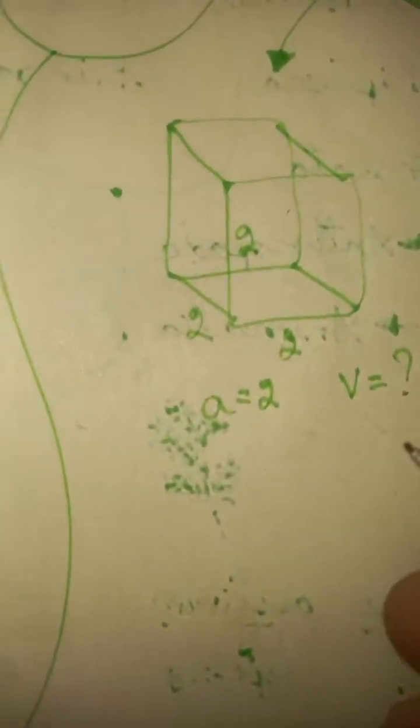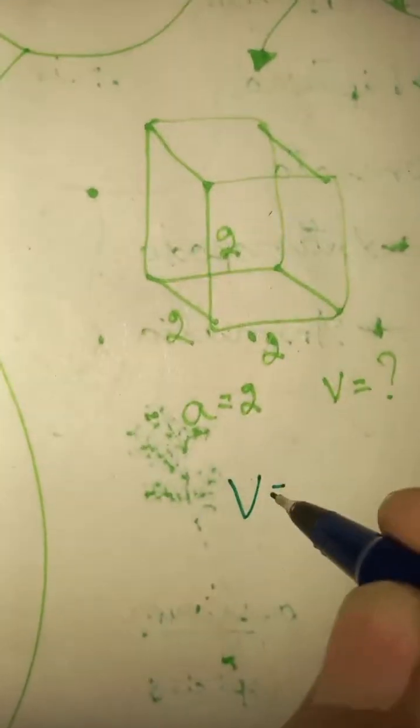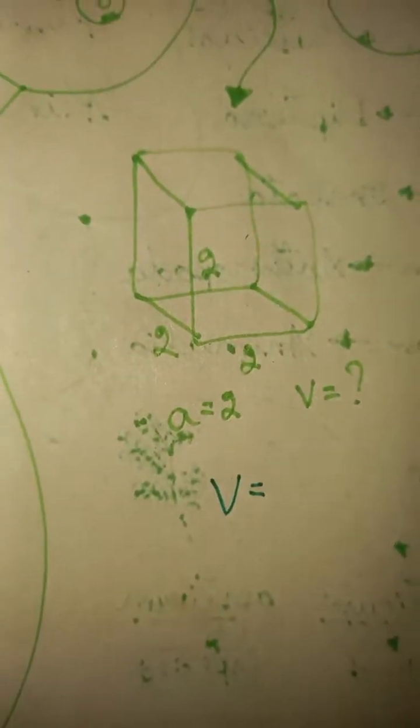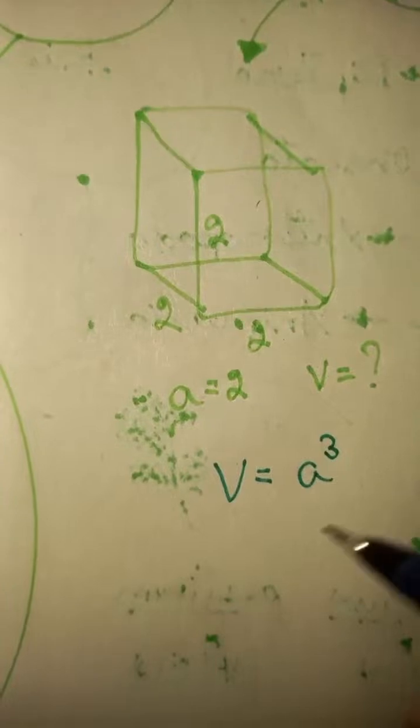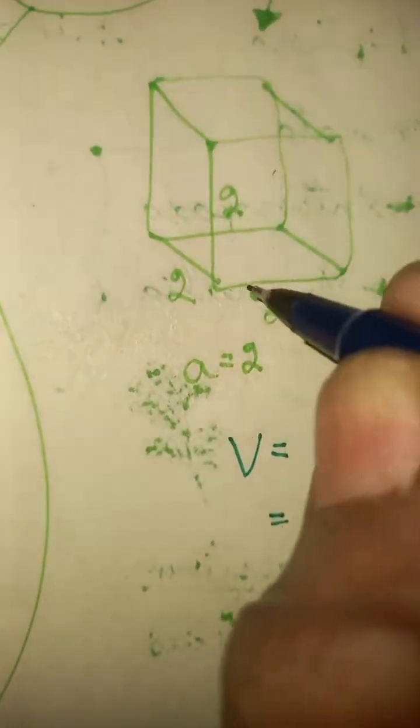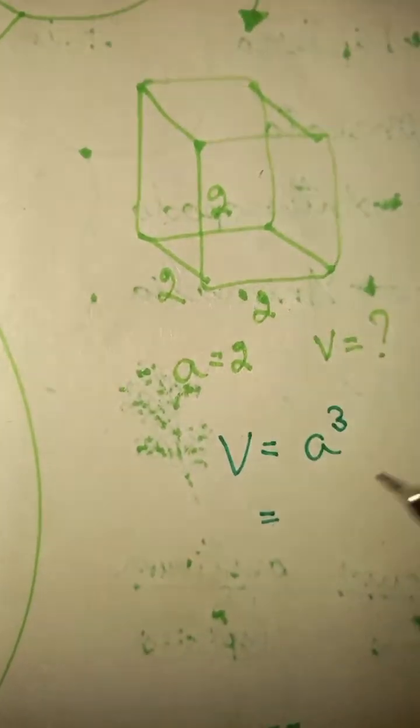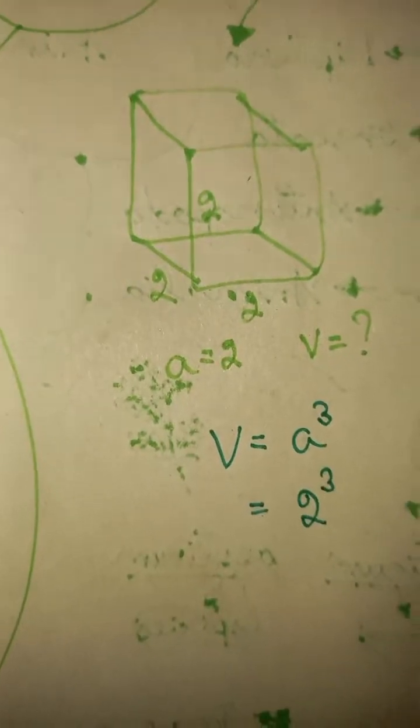Now I am going to tell the volume of the cube. You can start by writing like this. That is the volume of the cube. A cube means it is side length cubed. Here the side length they have given us is 2 units, so it is 2 cubed.